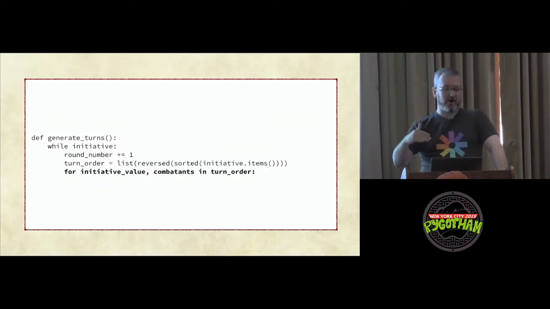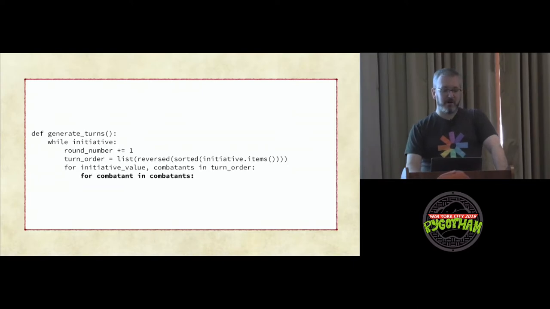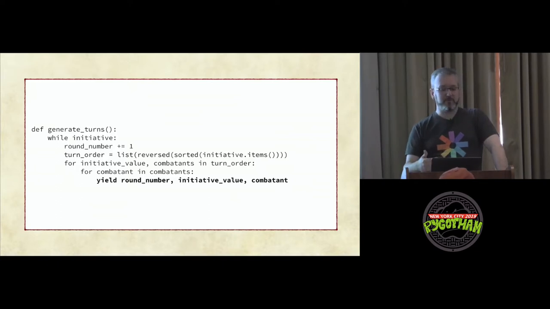We'll loop across all of those combatant groups that we get. And we get each combatant in turn and walk over them. And we'll yield some info about where we are, like the round number and whether we're in 20 or 13 or 10 or whatever, and whose turn it is now.